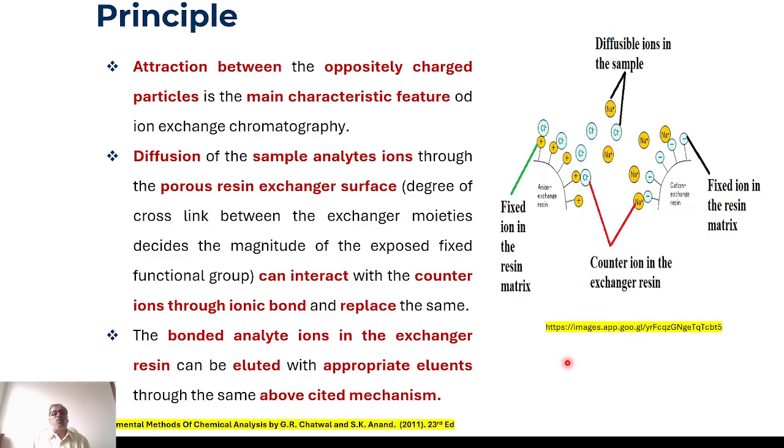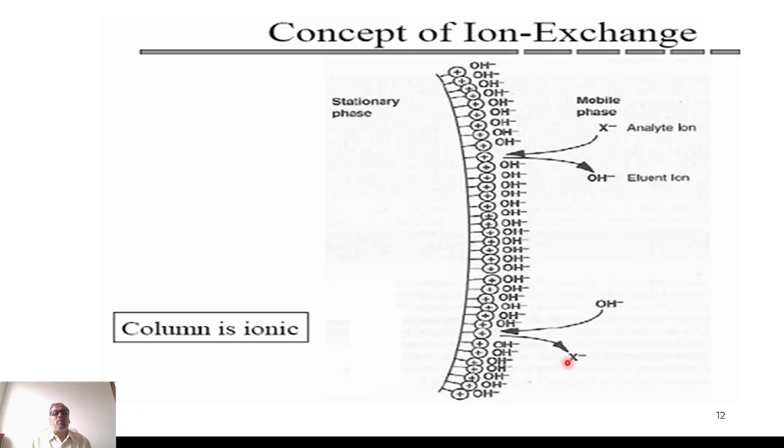Here the exchange property is the backbone principle. If your molecule of separation interest is positively charged, if it is a cation, then use a cation exchanger. If your molecule of interest is an anion, then use an anion exchange resin. So here exchange is happening. As a result, you are separating or purifying the molecules.